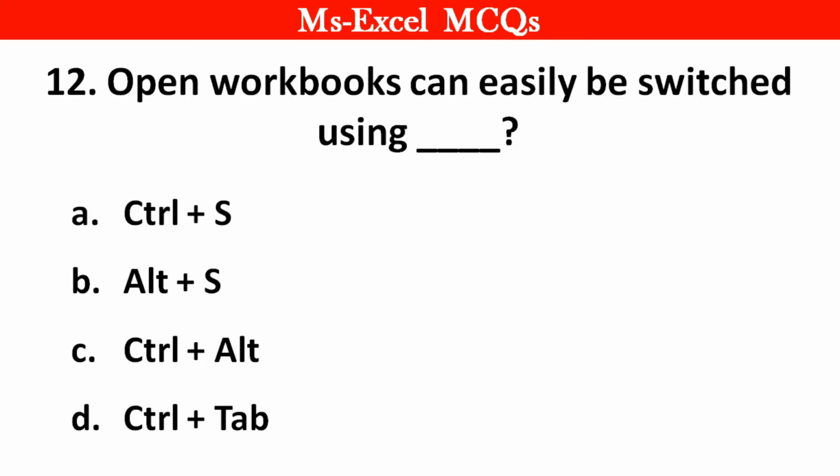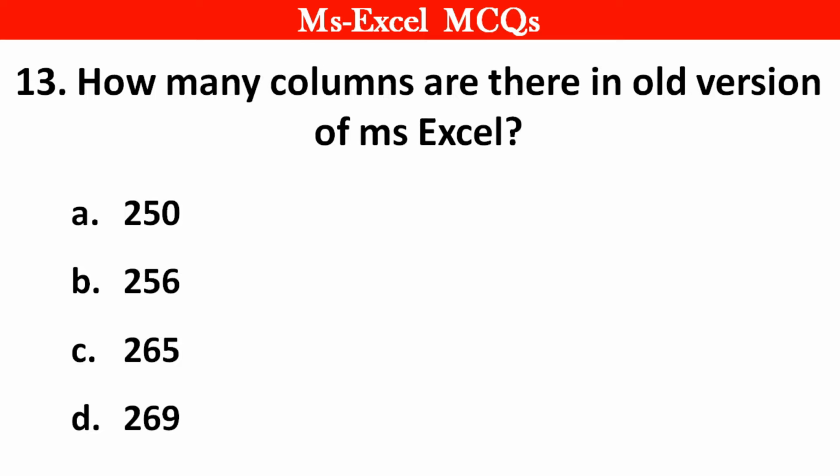Open workbooks can easily be switched using dash. Right answer is option D, Control plus Tab. Next question. How many columns are there in old versions of MS Excel? Options: A, 250; B, 256; C, 265; D, 269. Right answer is option B, 256.